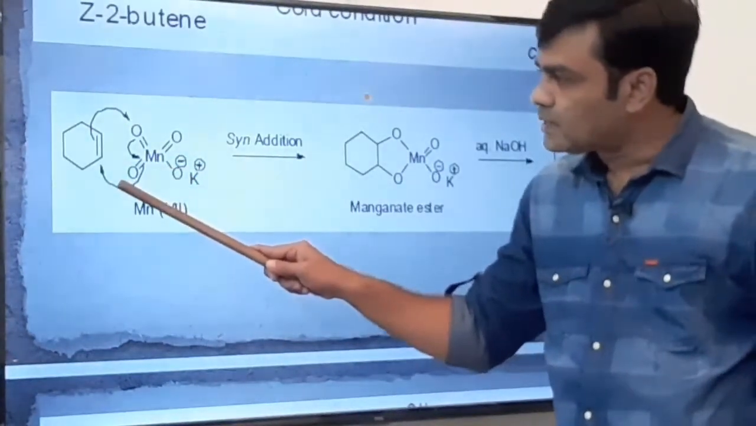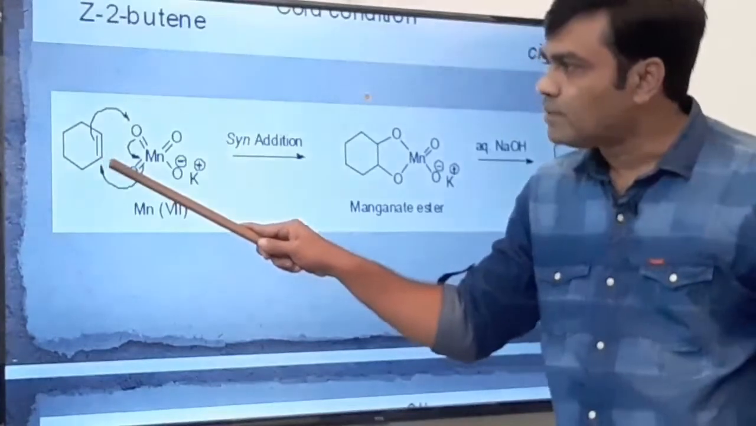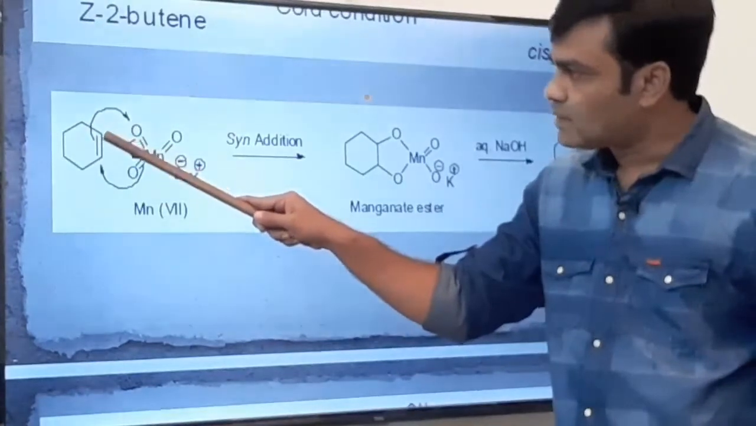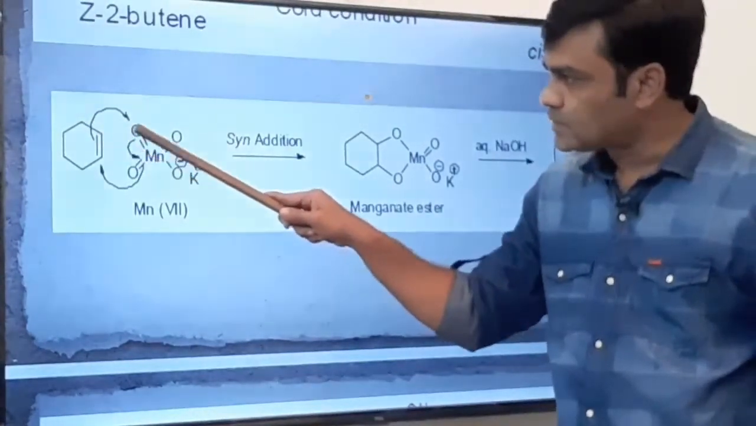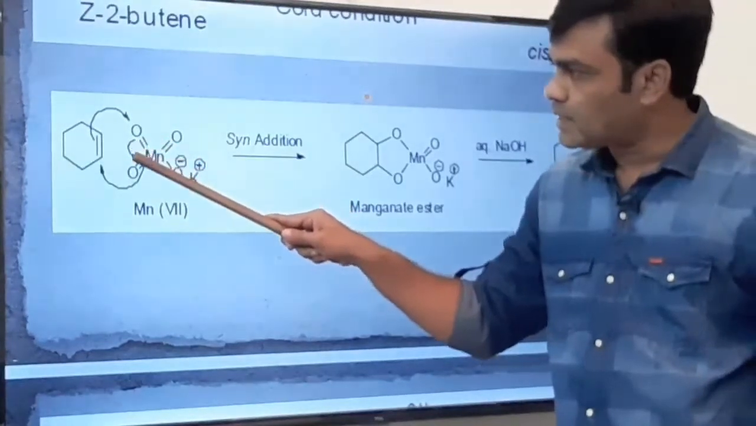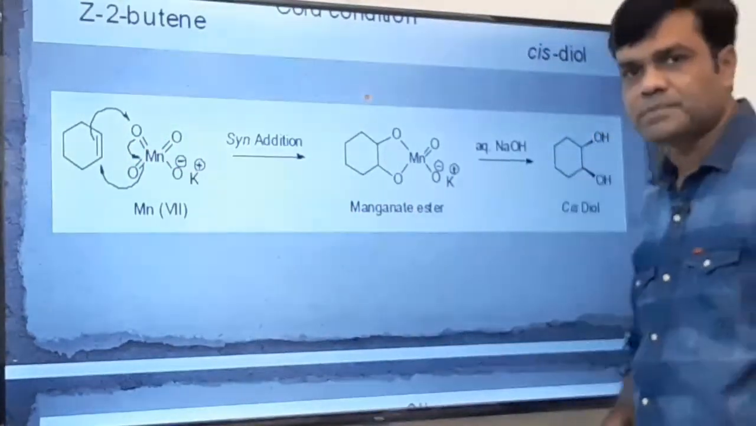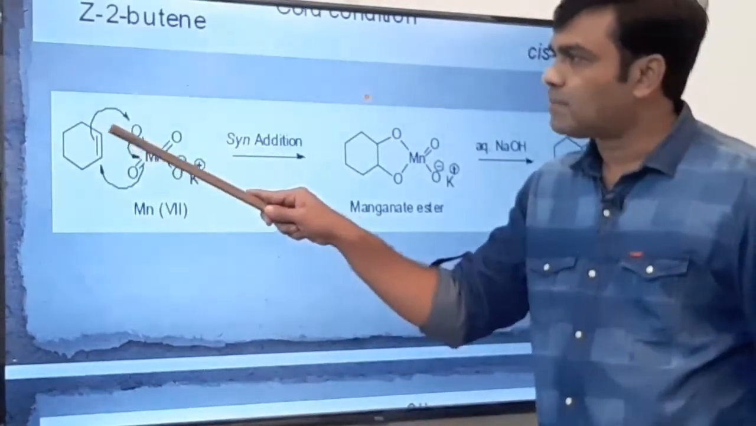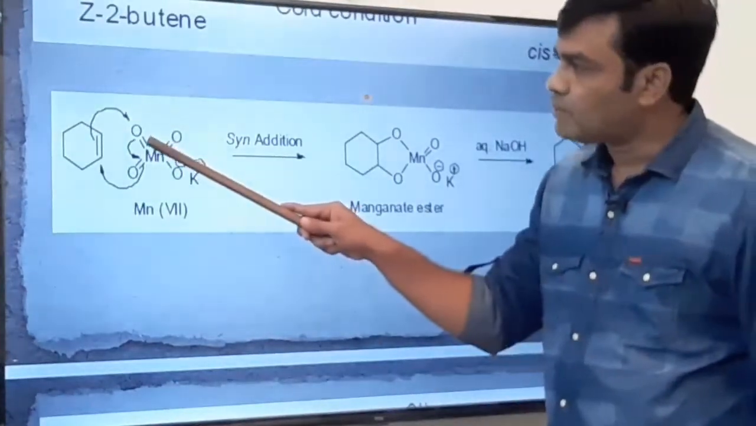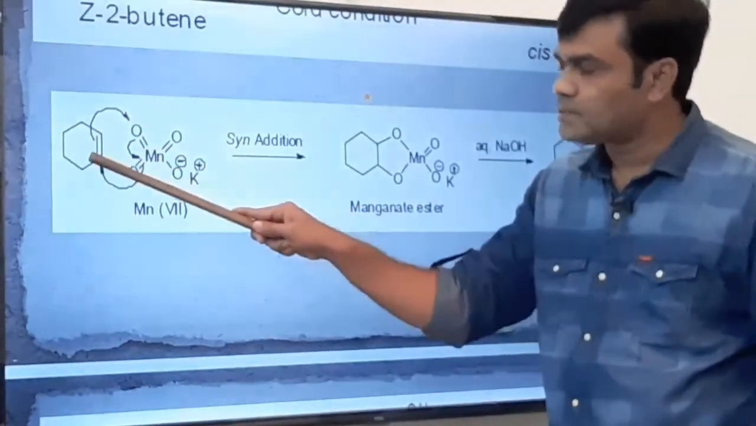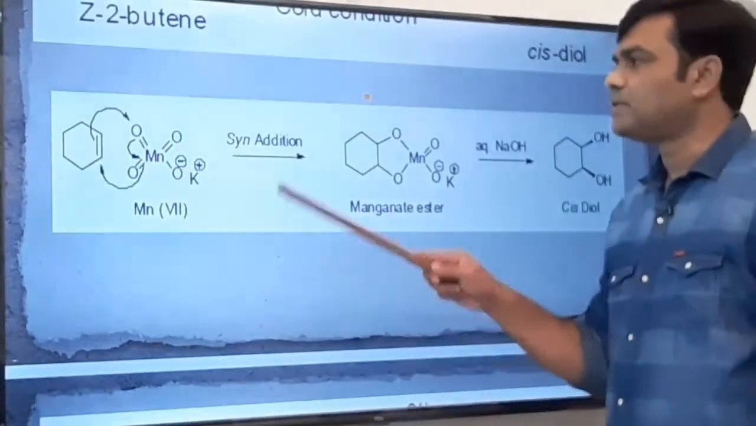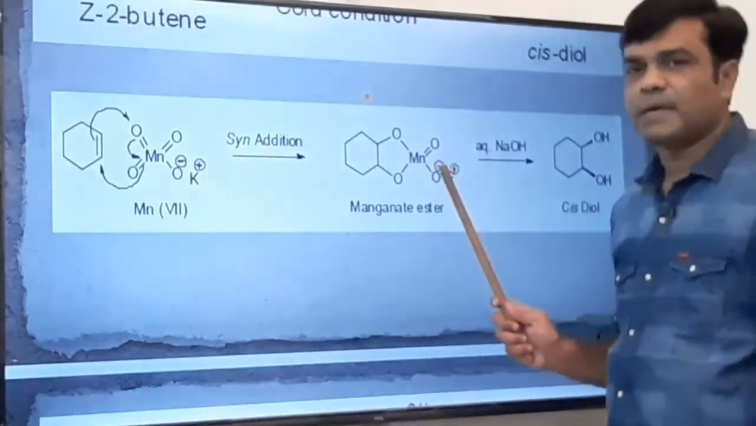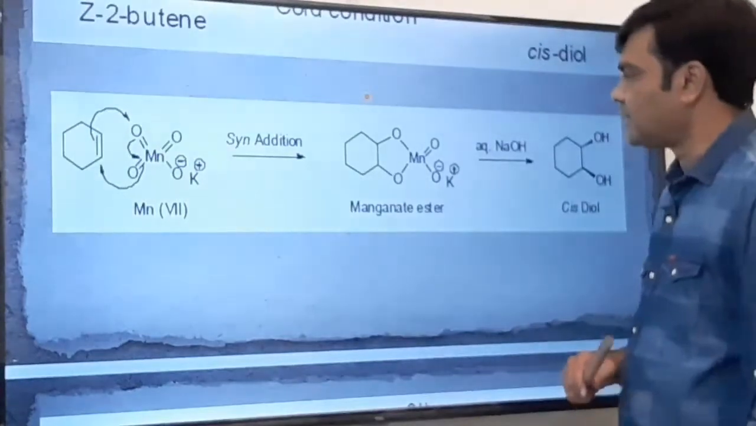Here see, the mechanism is interesting. The pi bond is opened here, and these bonded electrons are utilized in the formation of a carbon-oxygen bond. At the same time, these electrons open up here, a new bond between oxygen and carbon is formed, and these pi bonded electrons are shifted here. That is a concerted type of mechanism where the formation of these two bonds between carbon and oxygen, and the breaking of these three bonds, takes place simultaneously to form this cyclic manganate ester. It is a cyclic type of ester having a manganese atom, so it is called a cyclic manganate ester.